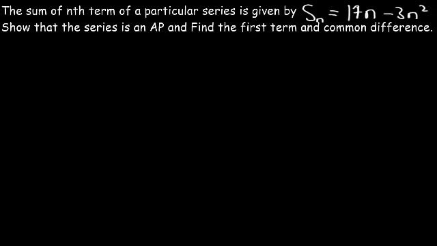The sum of the n terms of a particular series is given by S sub n equals 7n minus 3n squared. Show that the series is an AP and find the first term and the common difference. Now, to solve this problem, you can actually do this in two different ways. But the best and easiest one is what I'm going to be showing you here. Now, keep in mind, it's just straightforward. Okay?